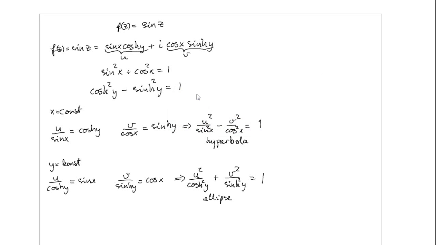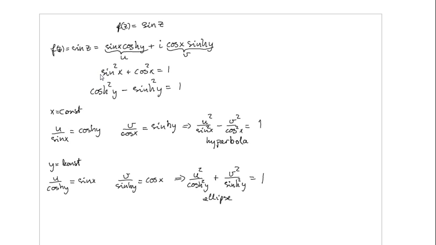Now let's consider the function f of z equal to sine z. It's possible to prove that sine z can be written in the following way. As a real part, which we usually call u, we have that u is equal to sine x multiplied with the hyperbolic cosine of y. Moreover, the imaginary part is cosine of x multiplied with the hyperbolic sine of y.